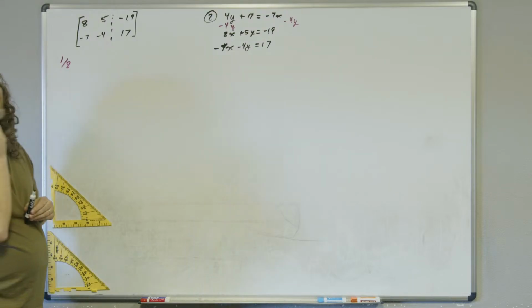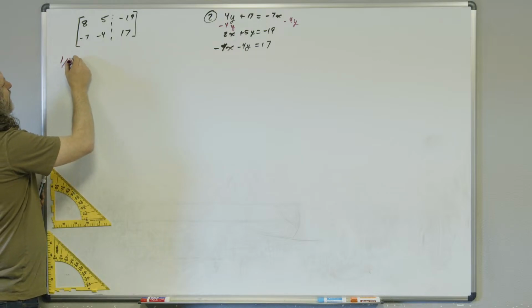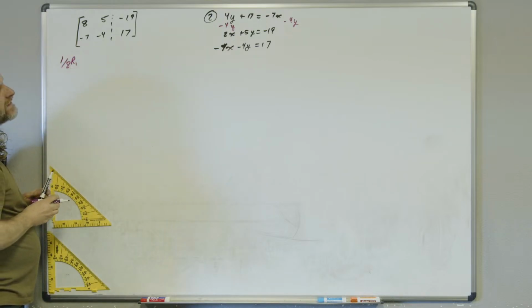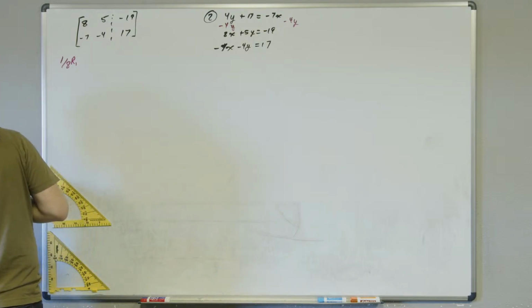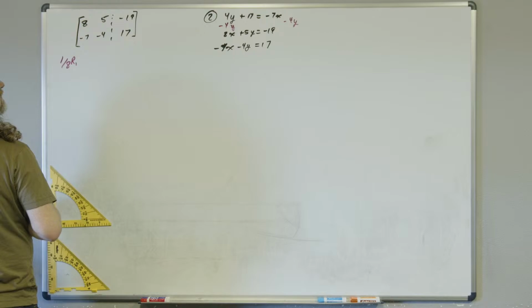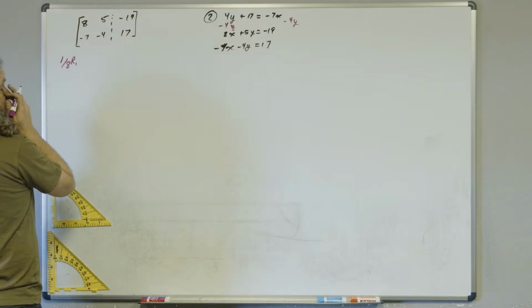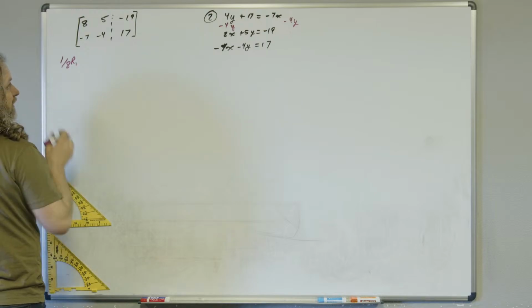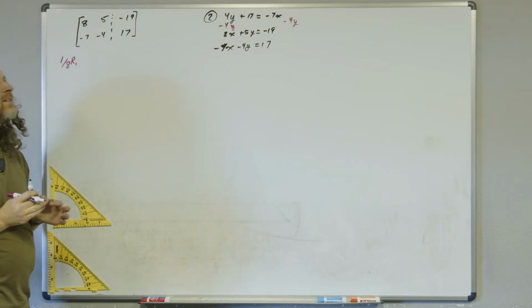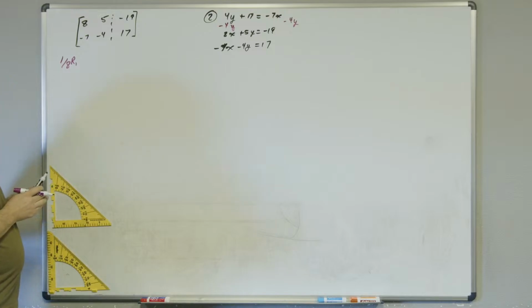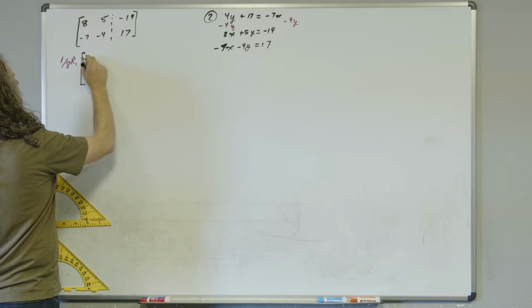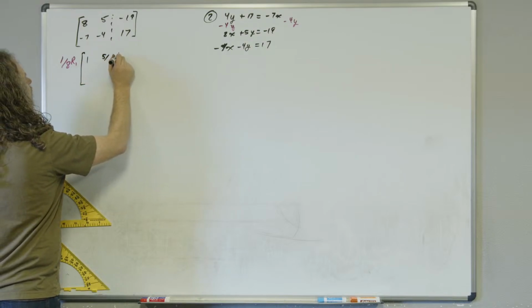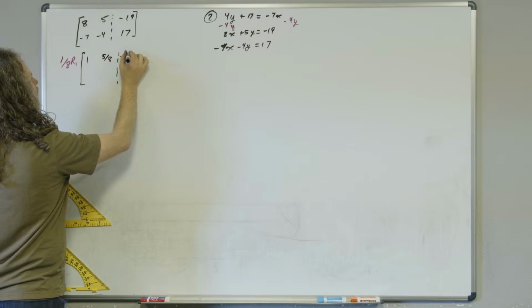Pause, I wrote something down wrong. Oh, you have it reversed. I have the x as the lead, as the first row. You have them upside down from what I have. Yeah, multiply it times 1/8. That sounds good. So this is 1, this is 5/8, and this is negative 19/8.